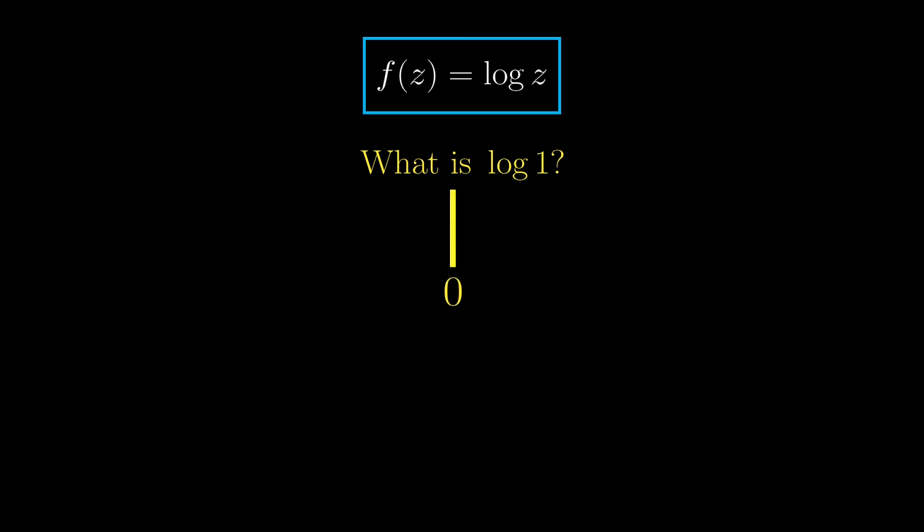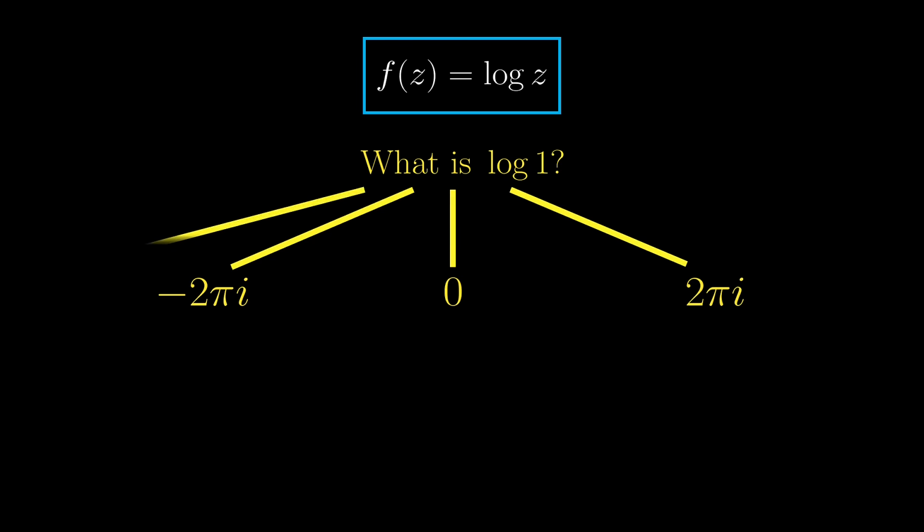Normally, the answer is just 0, but it could also be any multiple of 2 pi i, because when you take e to the 2 pi i, it still gives 1. In a sense, it is worse than the square root because there is an infinite number of answers.